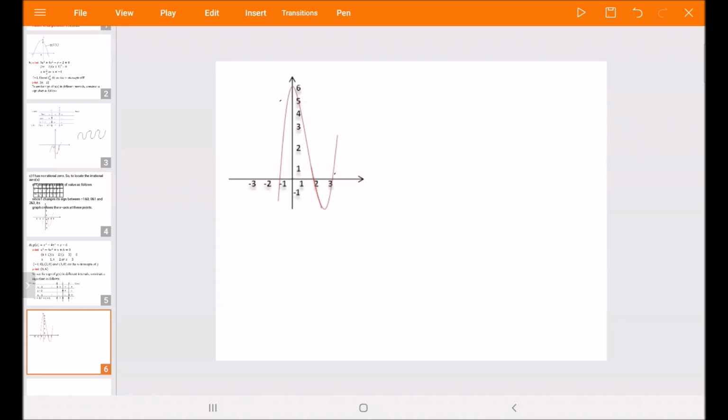Now the other thing we have to notice when sketching the graph of a polynomial is the number of turning points. The peaks and the valleys on the graph of a polynomial are called the turning points.